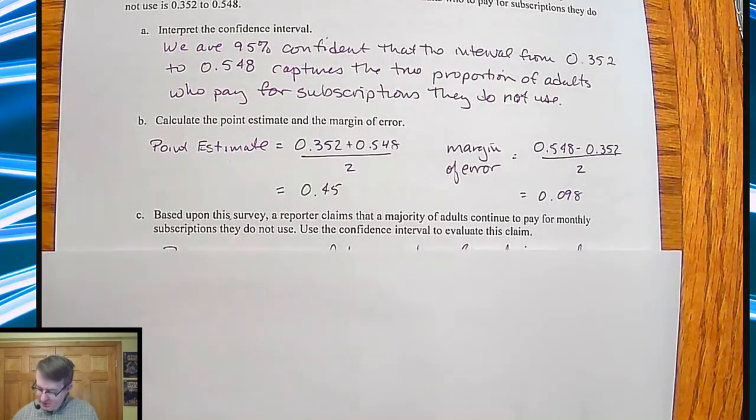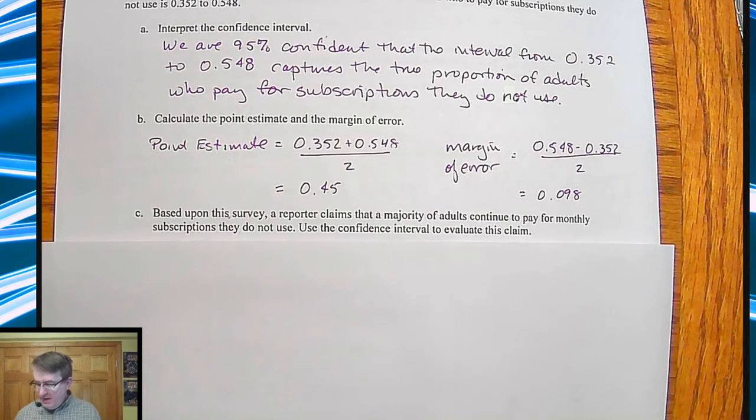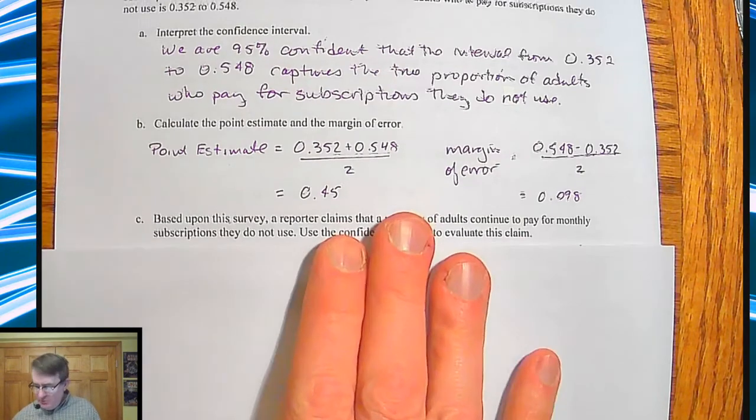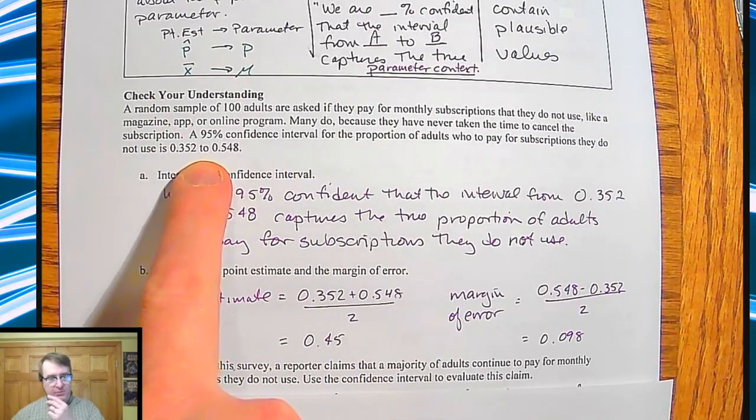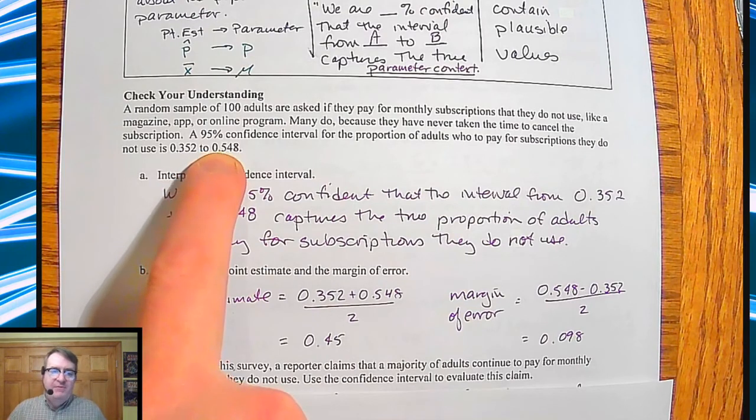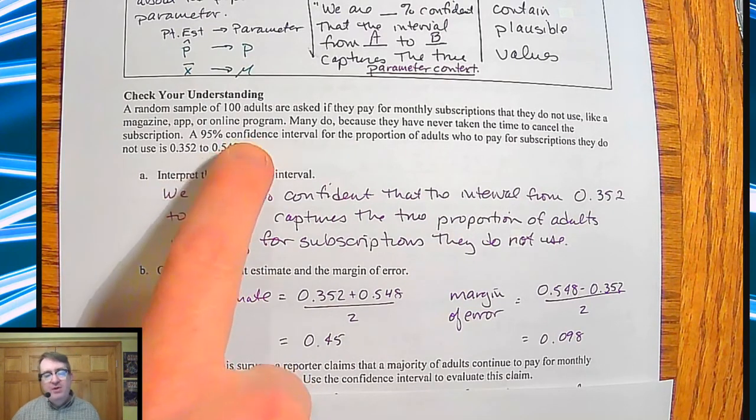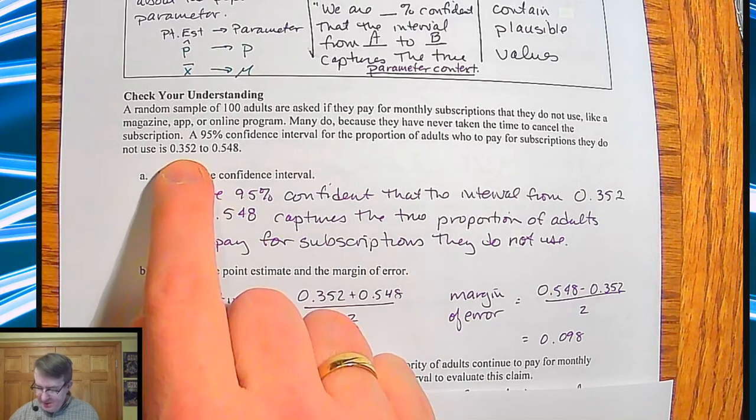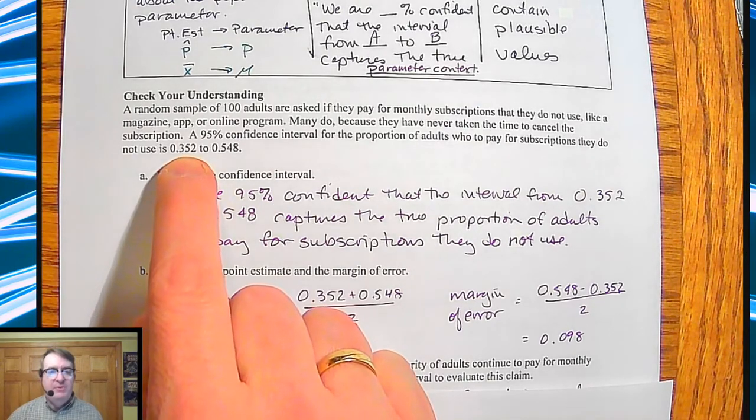Now, the last question is interesting, and it would be interesting to see what you would have had without having any idea. But again, this goes back to the idea of plausible answers. Based upon this survey, a reporter claims a majority of adults continue to pay for monthly subscriptions they don't use. Use the confidence interval to evaluate this. Now, majority means more than half. Does more than half fall within our confidence interval? Well, yeah. 0.5, 0.54, 0.523, I mean, all of that works. However, notice, so does 0.352.